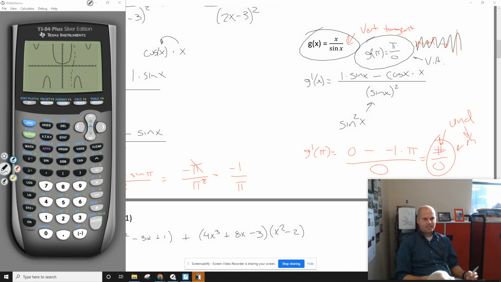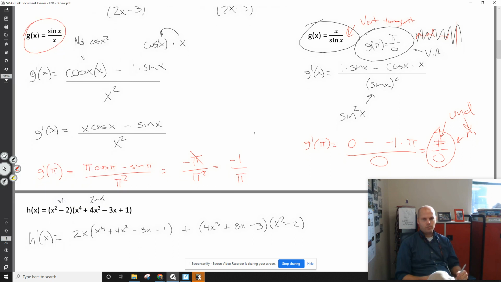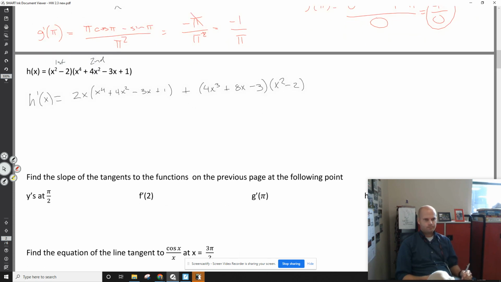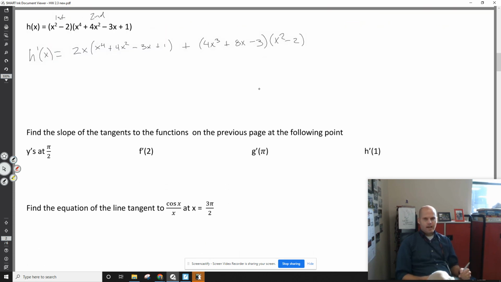Since you have a vertical asymptote at pi, you're not differentiable. You don't have a tangent slope. We talked about differentiability, how if you don't have a point, you won't have a slope, whether it's at a hole, whether it's at a sharp point or vertical asymptote. If you don't have a point, you won't have a slope. And then I ask you to find h prime of 1. Yeah, it's not beneficial to simplify this to plug in 1. It just helps if I have it like this.